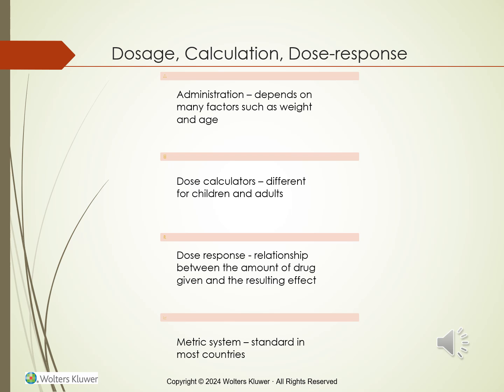Drugs are measured in the metric system, which is standard in most countries, though in the US it's recommended but not mandatory. The metric system uses liters for volume and grams for weight. In healthcare, kilograms, milligrams, and micrograms are used. For example, 1 kilogram equals about 2.2 pounds. In the medical setting, both metric and apothecary measurement systems are used, so it's important to understand and convert between them. The metric system is the most common, but knowledge of both systems is necessary for administering drugs accurately.